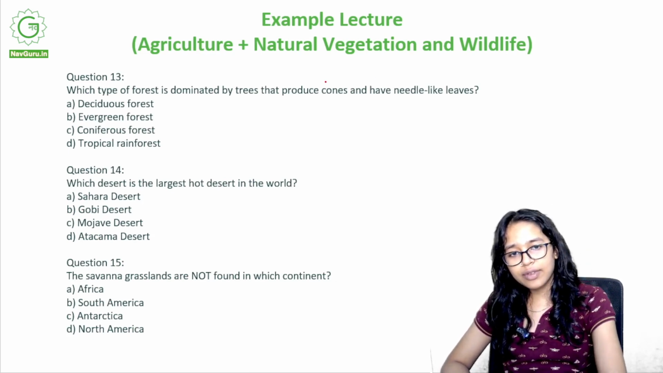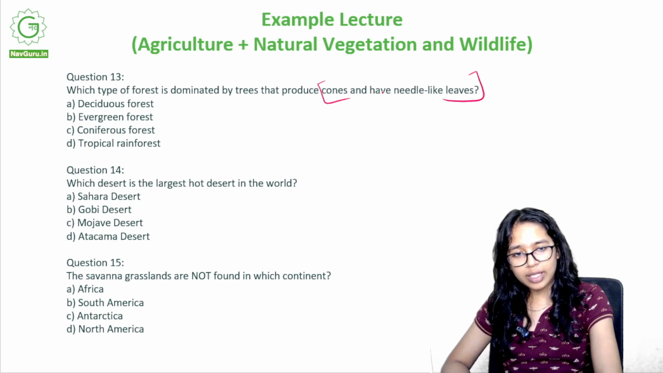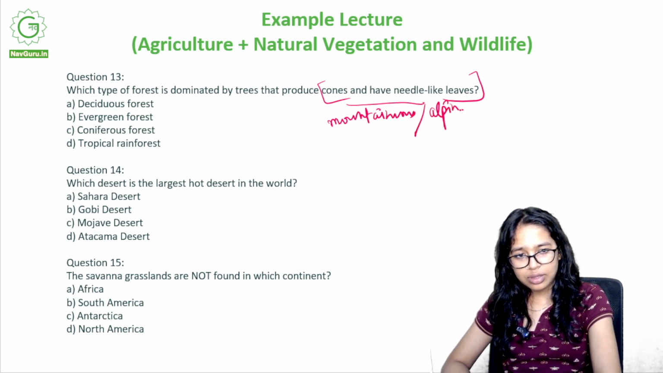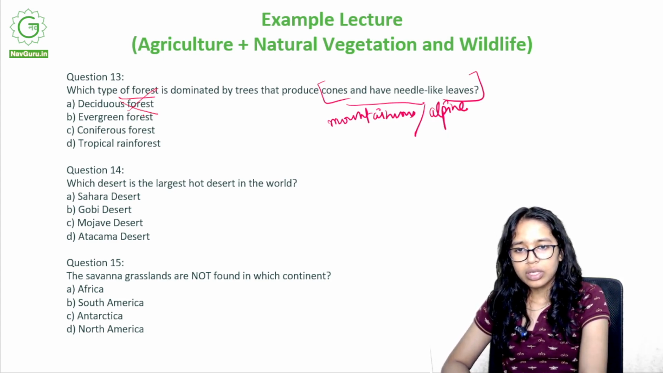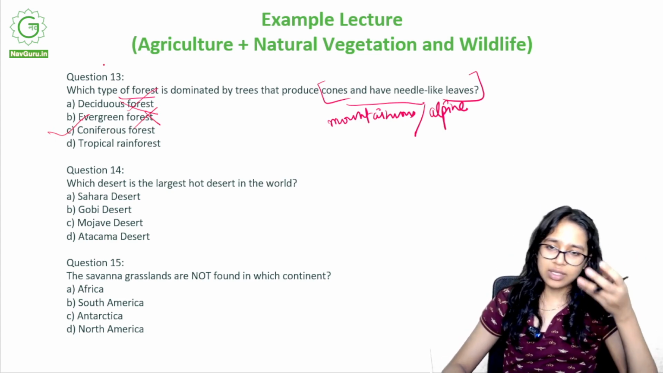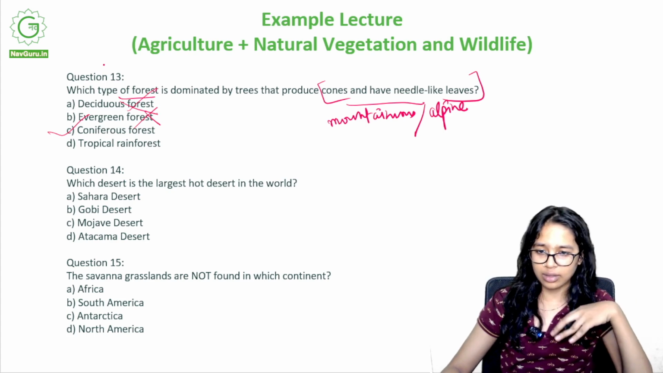Cones and have needle-like leaves. So first of all, where are trees like this found? They are found in mountainous/alpine regions. Okay, so what is this type of forest? Is it deciduous forest? No. Evergreen? No. C, coniferous? Yes. The name in itself says coniferous forest, and hence this is the right answer.